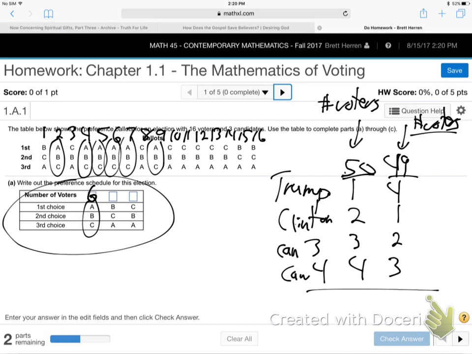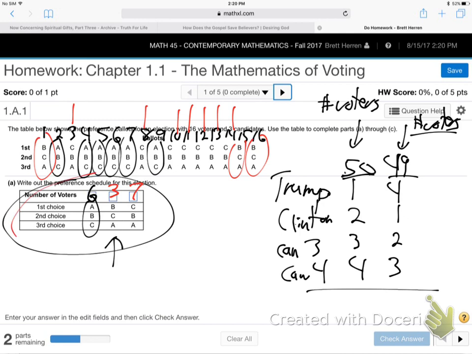How many voted the next one? BCA. Is that what it is? 3 of them? BCA, BCA, yeah, 3 of them. And then the rest, 7. Is that what it is? 1, 2, 3, 4, 5, 6, 7, yeah, 7 of them. Guess that makes 16 altogether. 6 plus 3 plus 7. 7 of them voted the other way.